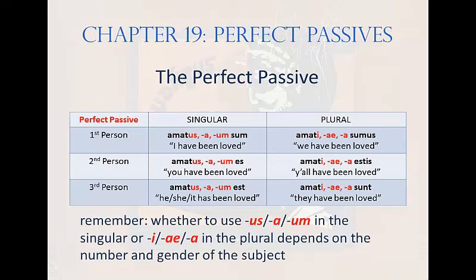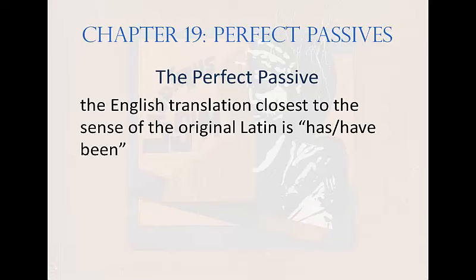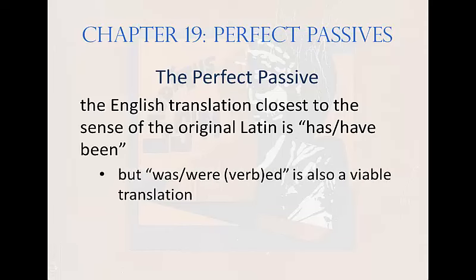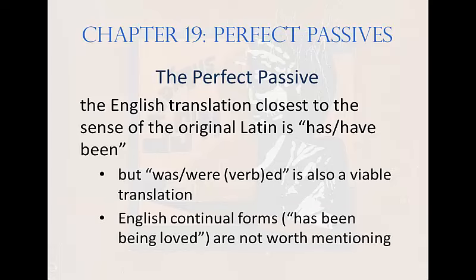Remember to use us, a, um in the singular in accordance with the gender of the subject, or in the plural, i, ae, a. The closest translation in English to the Latin perfect passive is has or have been, although was or were is also a viable translation, in this case, was or were loved. English also has a continual form, has been being loved, but we won't use that translation in this class.